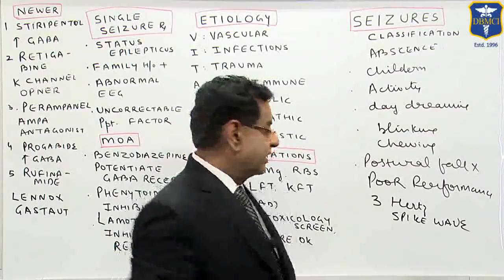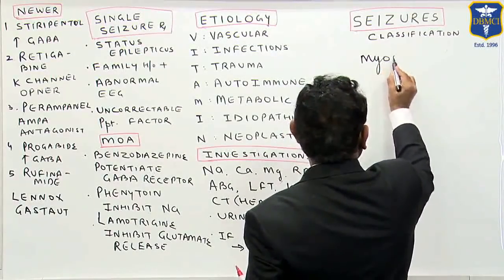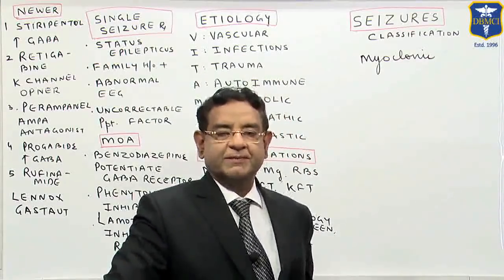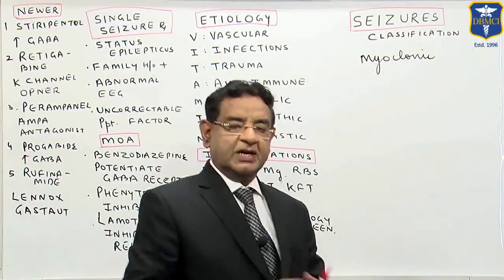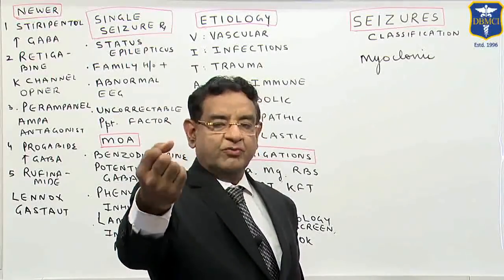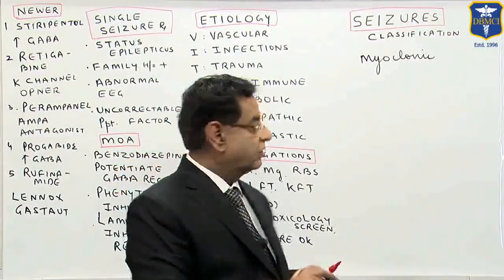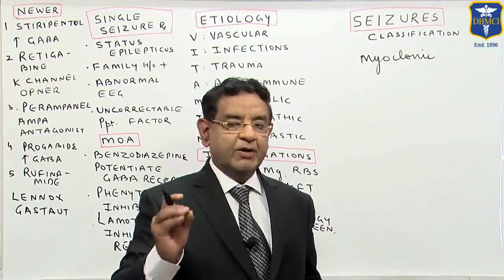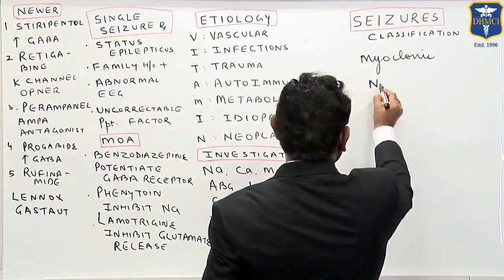Then we have myoclonic seizures. Myoclonus. It is more commonly seen in children, especially in the morning hours. This sudden jerk-like movement, current-like, shock-like, may involve one limb or one side of the body or the whole body. This is myoclonus. But remember, myoclonus can occur in a normal person also.